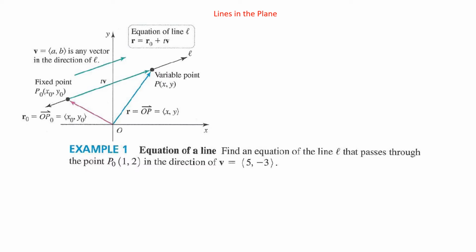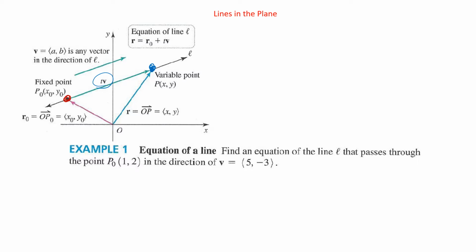So here we have a line. We have a whole bunch of stuff going on in this diagram. But we have our initial point right over there, and then we have a terminal point right over there. It's a variable point is what it's calling it. The direction, we have vector v, there is the direction.